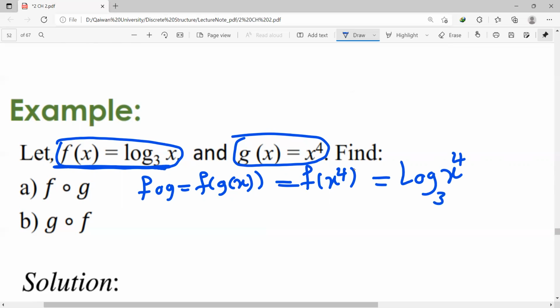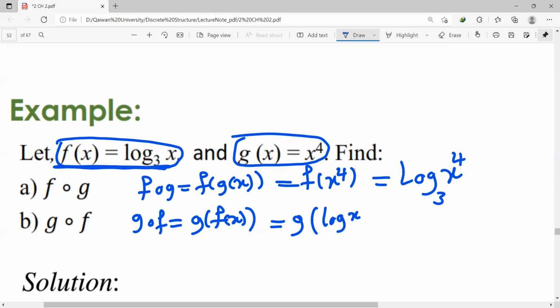This is F circle G. How about G circle F? You say G circle F equals G of F of X. So what's F of X? Yeah, we replace first F of X by the function. It equals G of logarithm X to the base 3.